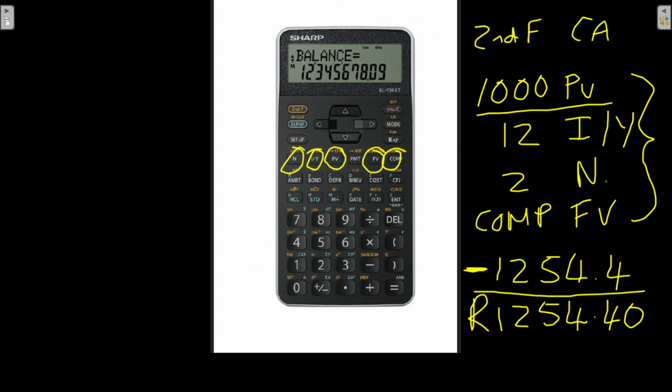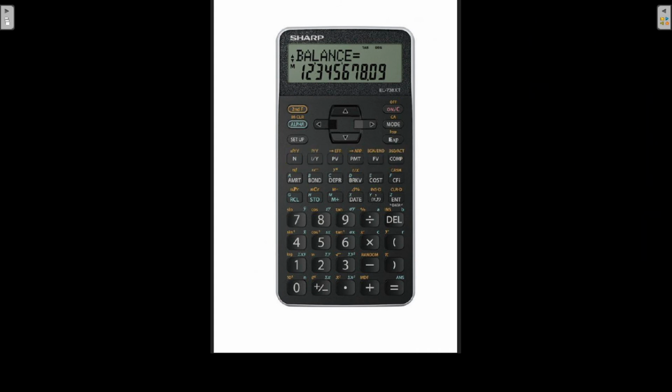Okay, so let's look at one other example. We can do example 9. For example 9, we had the present value, the future value, and our N, and we would like to calculate our interest rate per year. Again we start with the second function and then clear any previous cash flow values. Then we have the present value as 5,000 rands. You type in 5,000, and to make that present value a negative, you press the plus-minus button, and then you press the present value button.